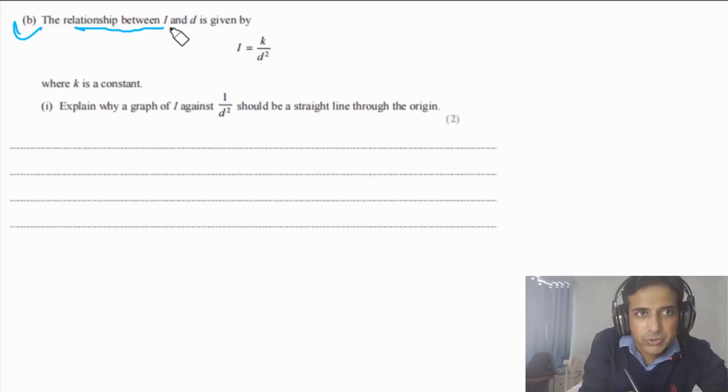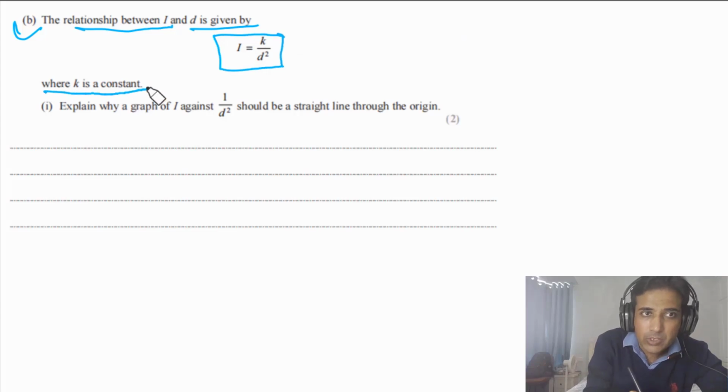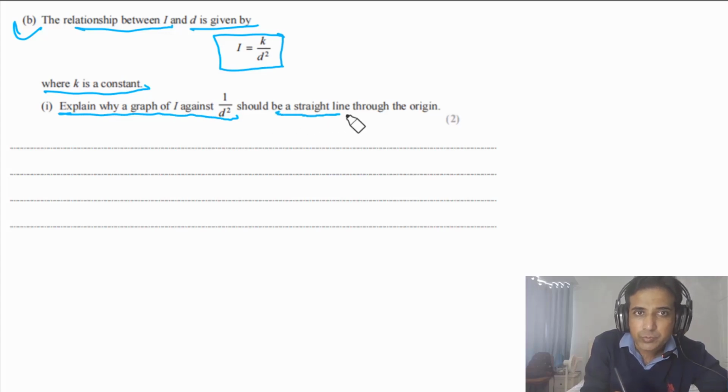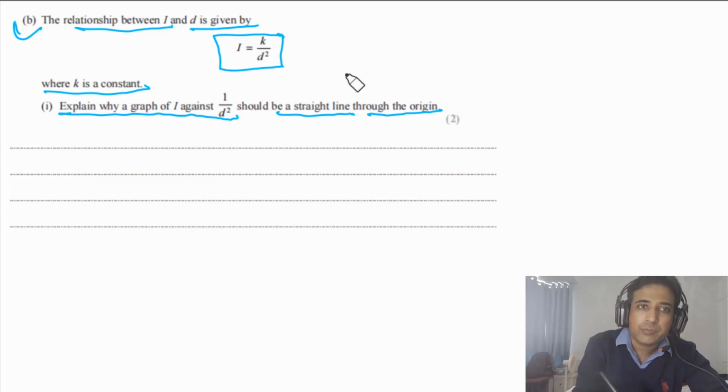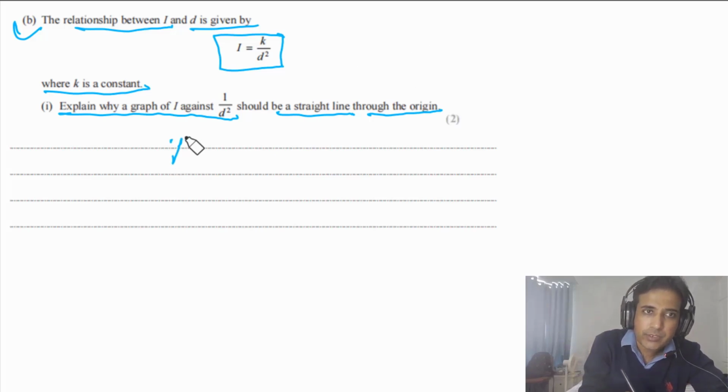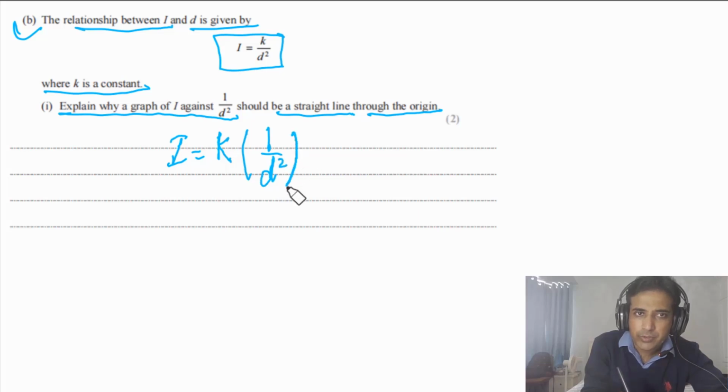Part B says the relationship between I and d is given by this equation, where k is a constant. Explain why a graph of I against 1 over d squared should be a straight line through the origin. Pretty straightforward question. We need to write down I is equal to k times 1 over d squared. You can rearrange this a little. Now we need to compare this with the straight line equation, y is equal to mx plus c. So we can write 0 here as well.